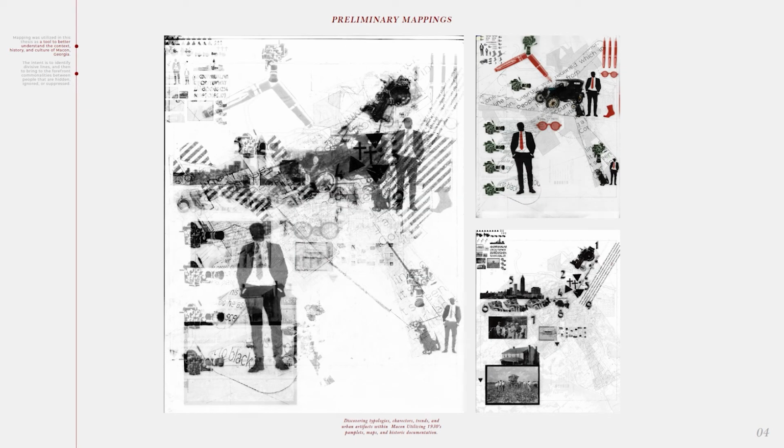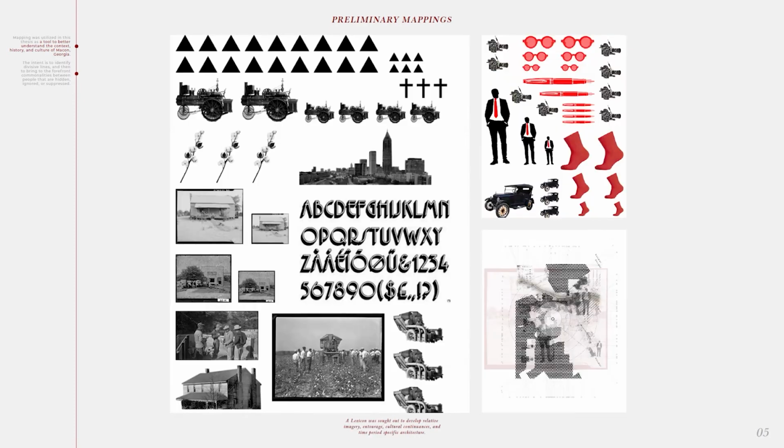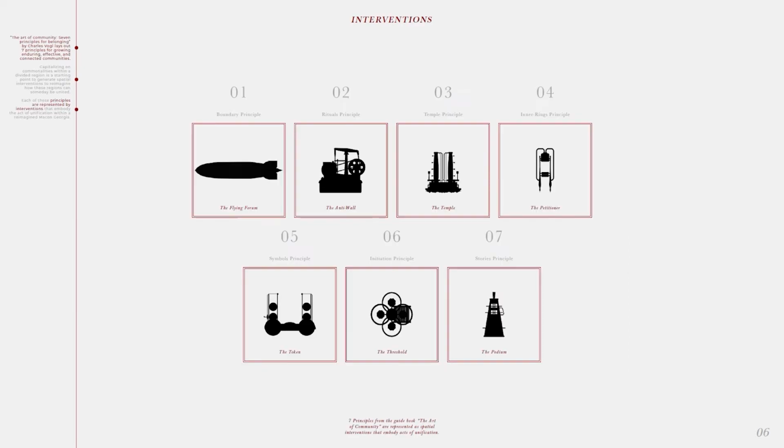With these mappings, I was trying to discover typologies, characters, trends, and urban artifacts within Macon, Georgia. To do this, I use things like pamphlets, maps, and historical documentation. I started to develop a lexicon or some type of language that I use to communicate my thesis through imagery.